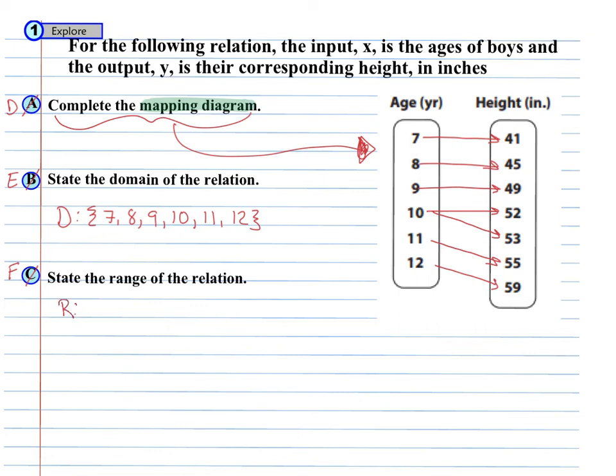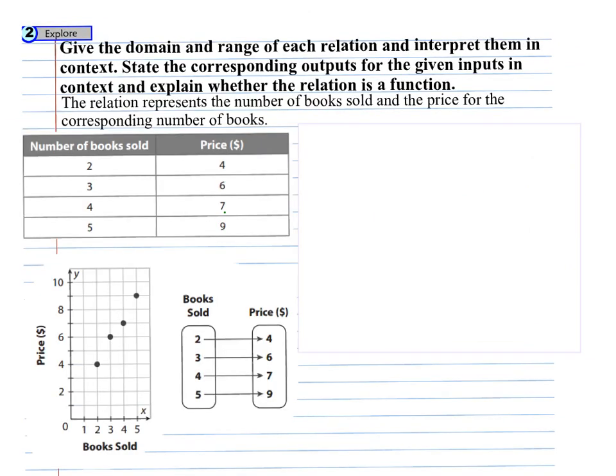And your range would be the same thing, but now we're looking at the height. So from 41, 45, 49, 52, 53, 55, and 59. That would be your range. And again, if you notice, it's from smallest number to biggest number. Nothing repeats. So we left off here, and you guys ended up copying this. If you're looking at the notes and you did not finish copying them, I would say finish copying so we can start here tomorrow.